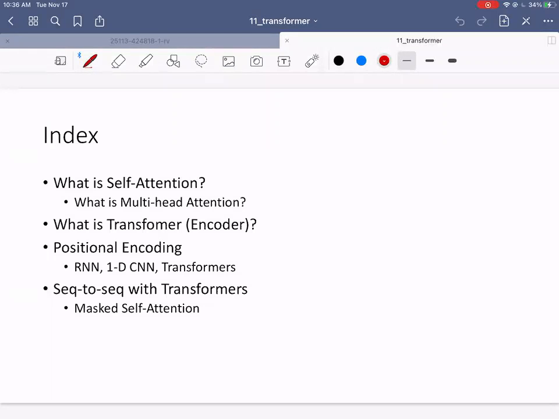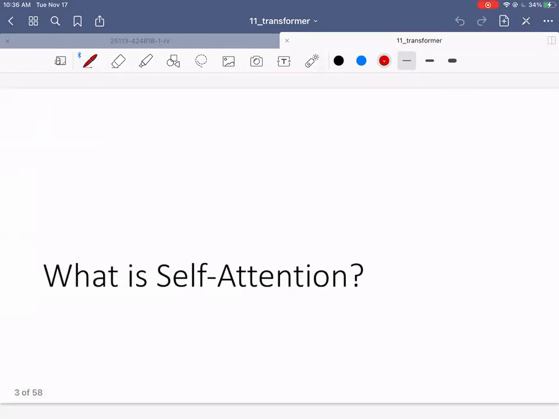And then we're going to take a look at the transformer, then positional encoding, and then sequence to sequence with transformers at the end. It's not a lot of content, so hopefully we can end by 12 o'clock.